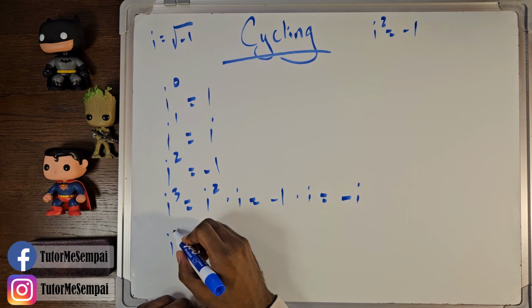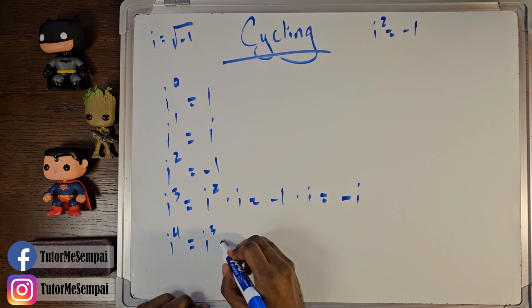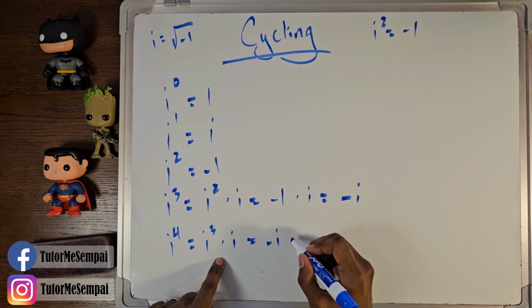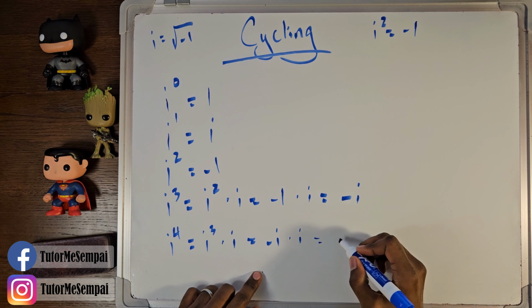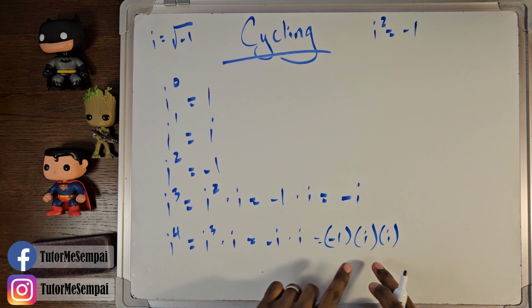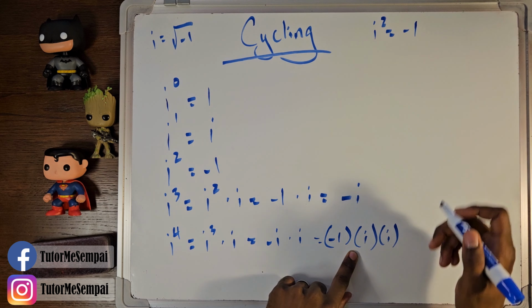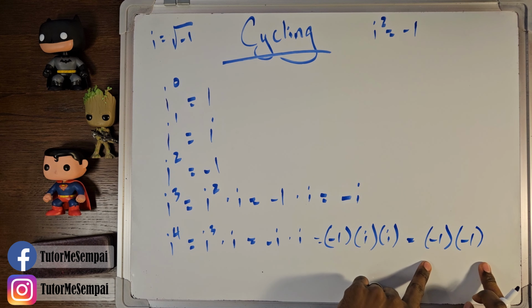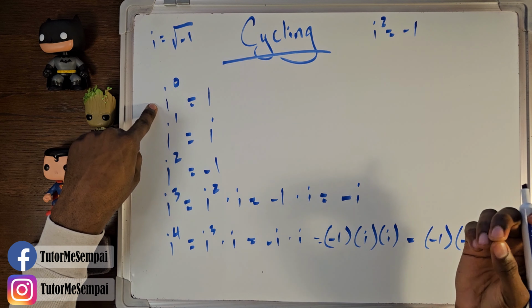Then we have i to the fourth. Well, i to the fourth can be broken down into i cubed times i. We know that i cubed was this negative i times i. And you know that multiplication, you can move things around. So technically I can have negative 1 times i times i. What's i times i? Well, that's going to be i squared. And i squared is going to be what? Negative 1. So we have a negative 1 times negative 1. And what's negative 1 times negative 1? 1.